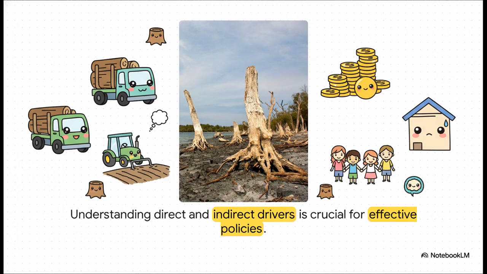We're talking about the direct drivers, the actual stuff happening on the ground, like logging or clearing land for farms. But it also reveals the more complex, indirect drivers, things like global commodity prices, population pressure, or weak governance that are pushing those direct activities forward. You can't fix a problem if you don't know what's causing it, and this is the first step.